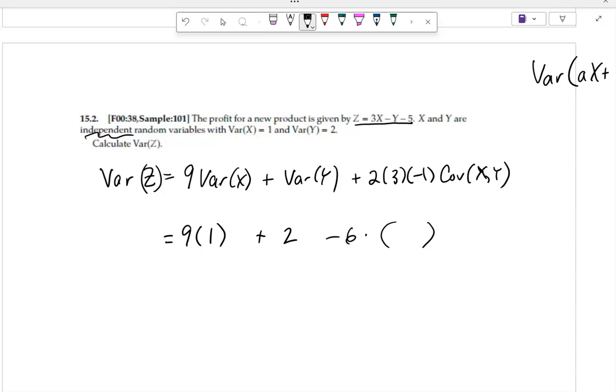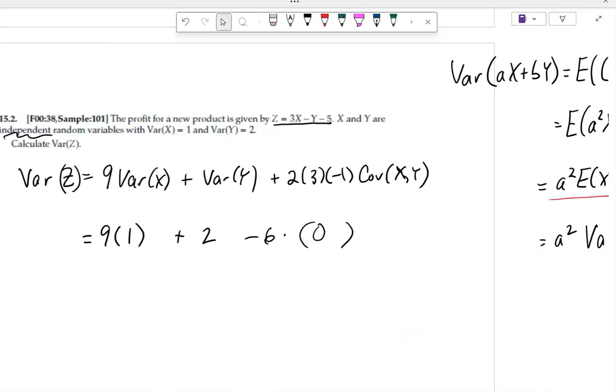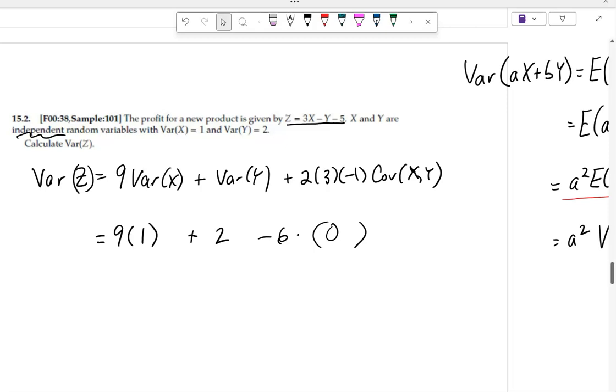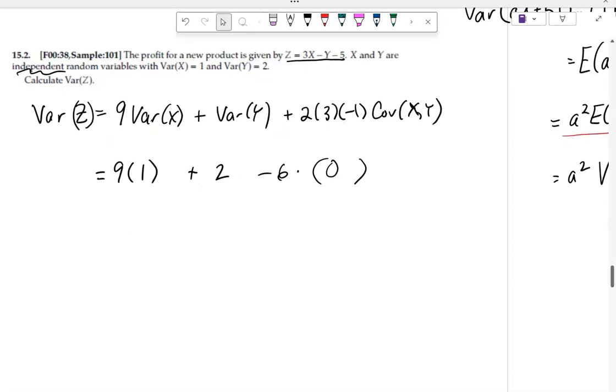Independent. What do you think that tells you the covariance probably is? 0, yeah. They're telling you that it's 0. Let's see why that's true. Remember, your covariance is expected value of xy minus expected value of x, expected value of y. That's covariance, right?